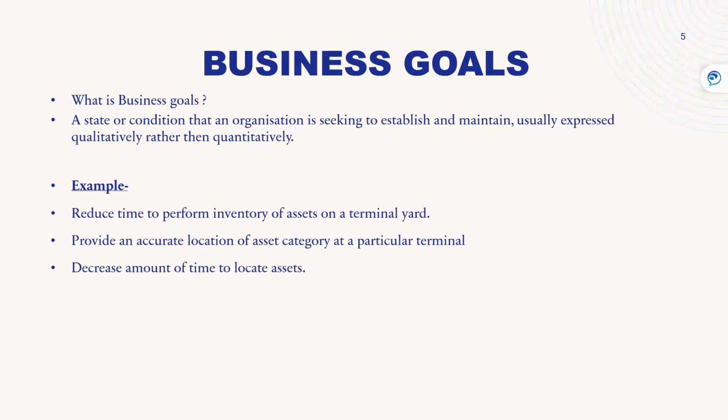Basically, earlier they had to connect with different teams over the phone, over the call center, or directly with the driver to get the visibility of a container. Now if they have this solution in place, it will reduce the time to perform the inventory of assets on a terminal yard, provide an accurate location of an asset category on a particular terminal, and decrease the amount of time to locate assets. So I hope now you have a better understanding about the business value, business needs, and the business goal.